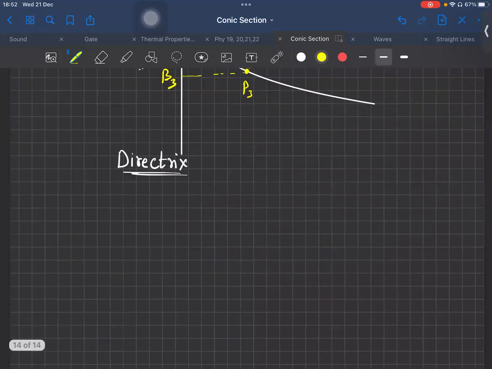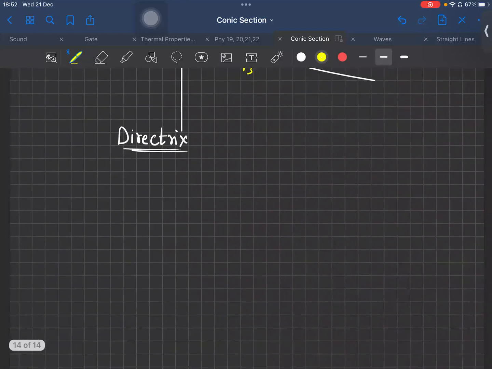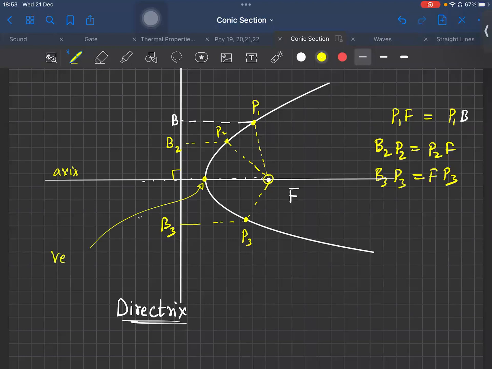Now there are some terminologies related to parabola. Let's understand them one by one. First, let's make the axis of the parabola. The axis is the line which is perpendicular to the directrix and passes through the focus. That is called the axis of the parabola. This point F is called the focus of the parabola. And this point is called the vertex of the parabola, the point that is closest to the directrix. Understood?